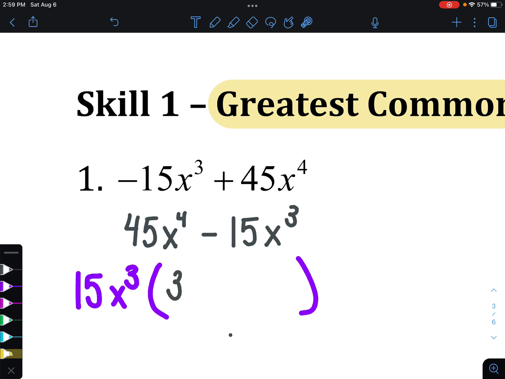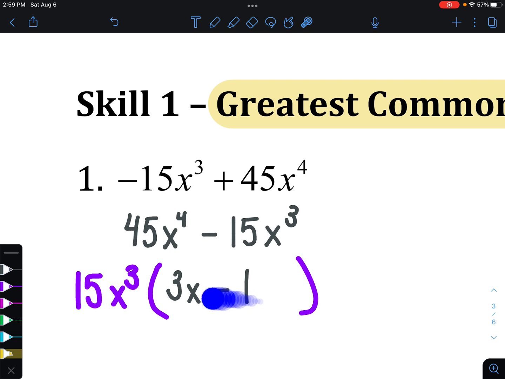X to the fourth divided by x cubed. When we divide those powers, we really just subtract the exponents. So it'll just be x. And then 15 divided by 15 is 1. X cubed divided by x cubed is 1 as well. So we have just minus a 1.